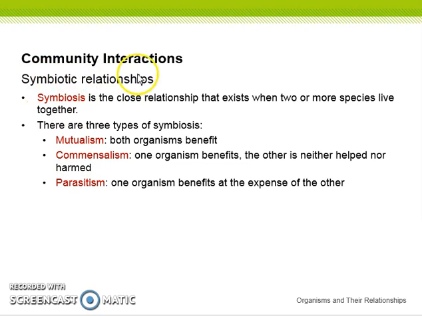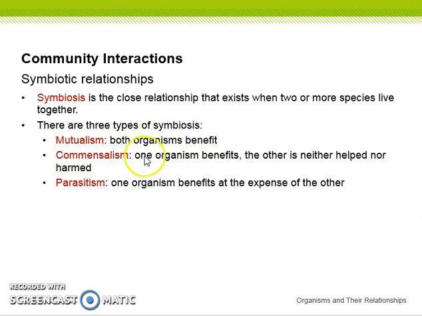Symbiotic relationships. This is going to be a 3-tier T-chart. So you're going to have 3 columns. Title the main 3-column T-chart as this: symbiotic relationships. The subtitle on the left side of your 3 columns is symbiosis, and it is the close relationship that exists when 2 or more species live together. The middle column will be mutualism. Both organisms benefit.